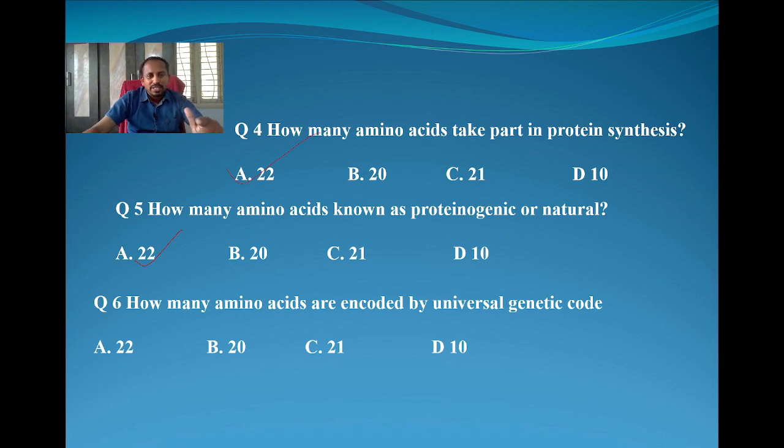So the answer to question number 6 is 20, because out of 22 amino acids, only 20 amino acids directly take part in protein synthesis and are encoded by the universal genetic code, except 2 amino acids. So option B is the right answer.